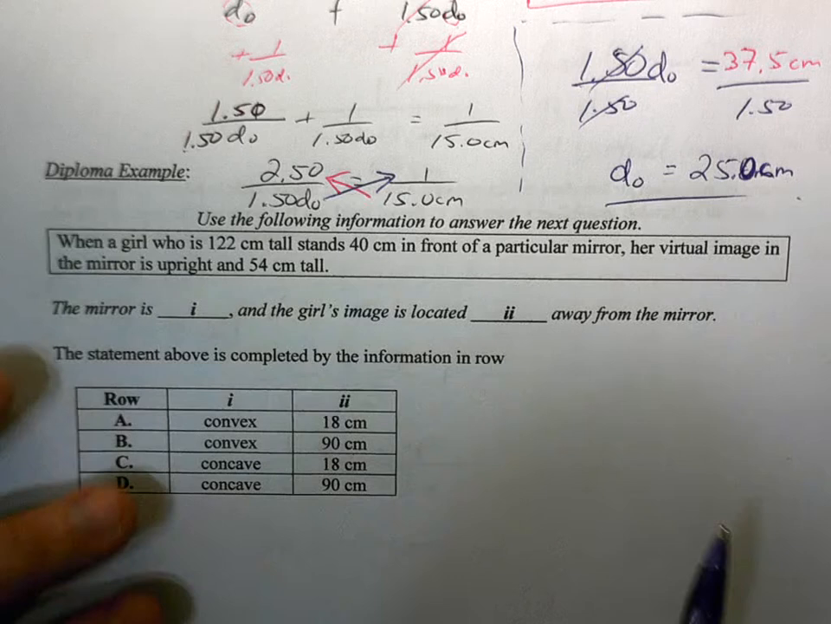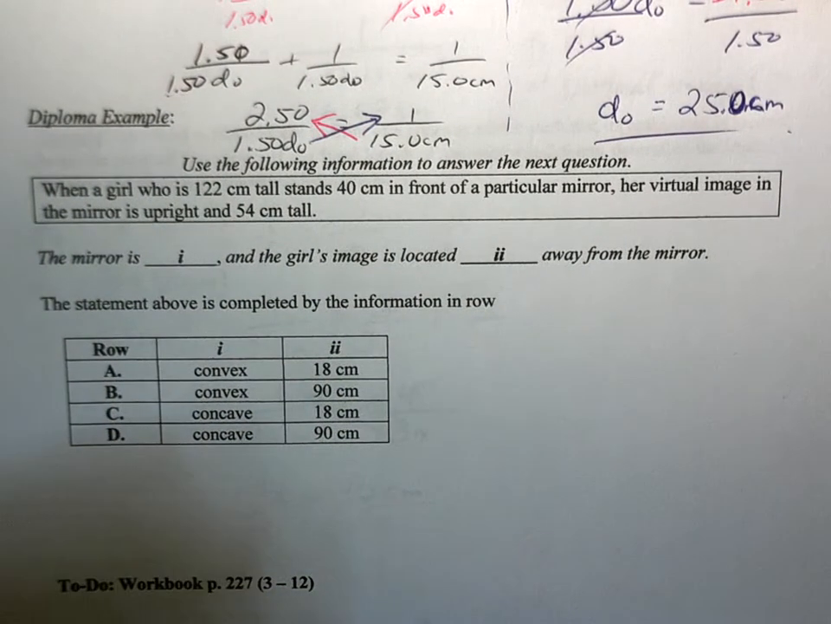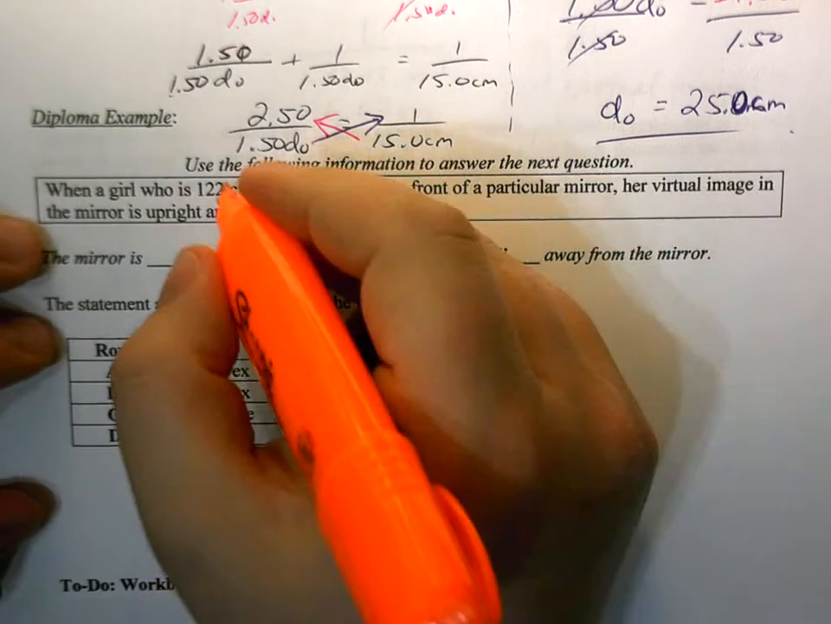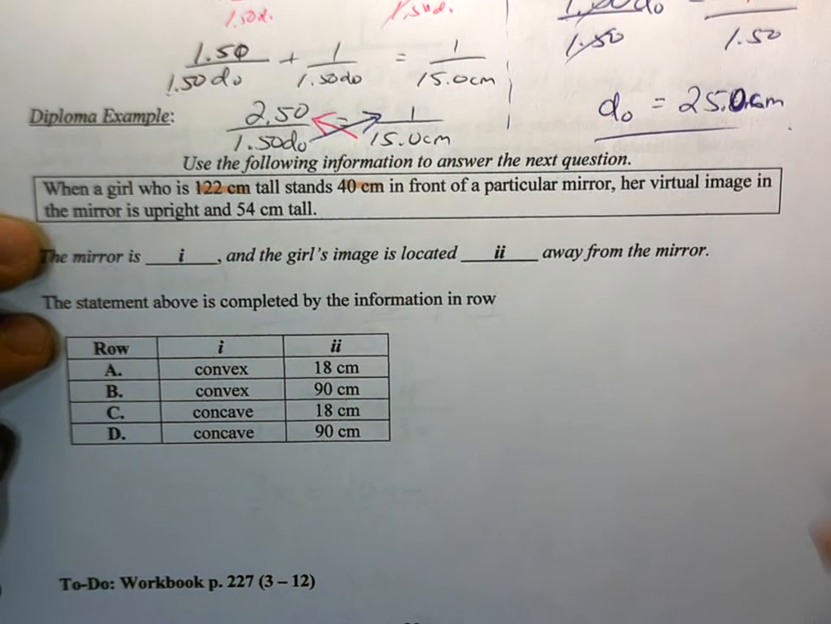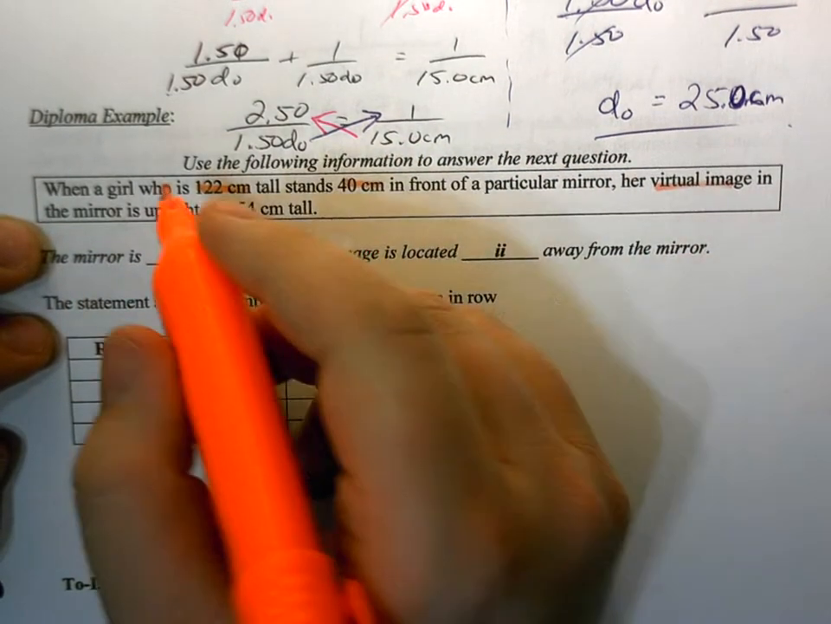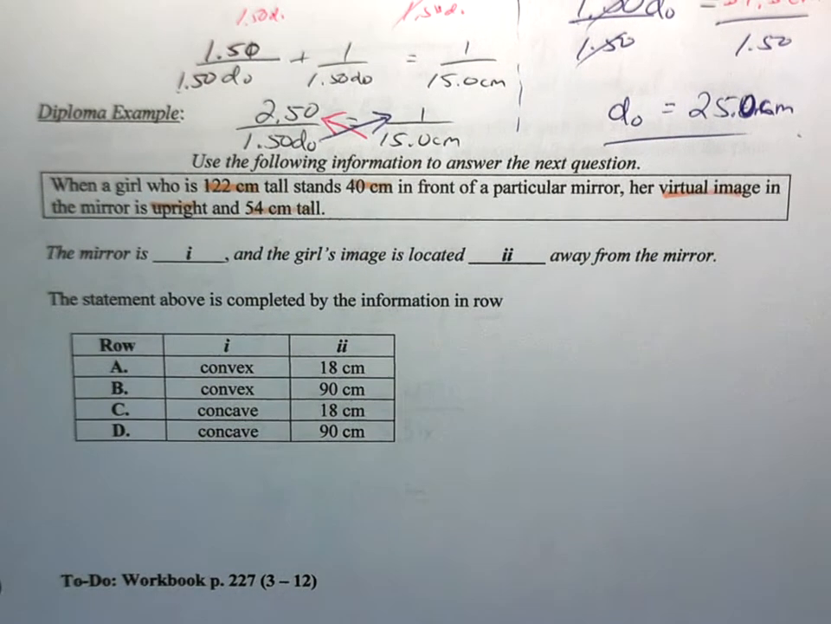So watch for that. And then the last thing, let's actually look at a diploma question with a multiple choice. So let's see what we got going on here. We have a girl, she's 122 centimeters tall, and she stands 40 centimeters in front of a particular mirror. Her virtual image in this mirror is upright and 54 centimeters tall.